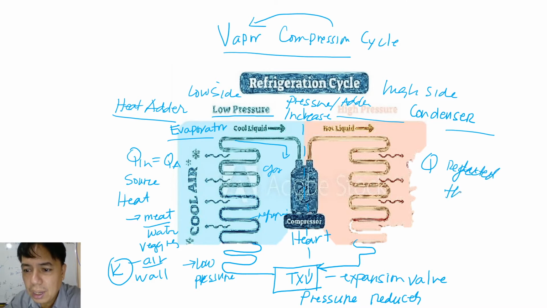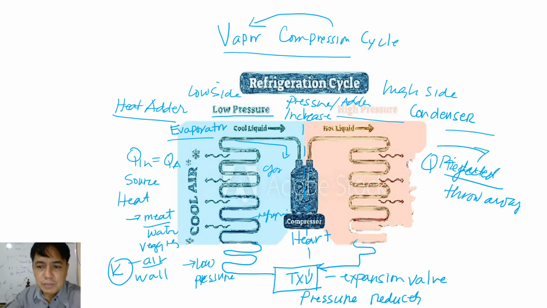We throw away the heat. QR means Q reject. We reject the heat in the atmosphere. When you reject the heat, when you remove the heat, certainly the body will become cold. So the refrigerant, when you remove the heat from the refrigerant, it will become fluid. It will become condensate. That's the product of the condenser.